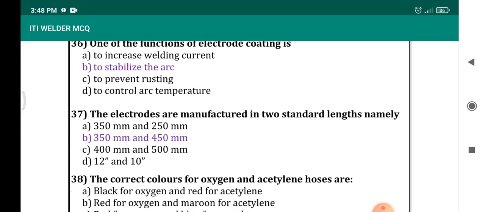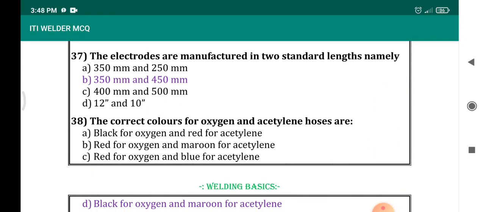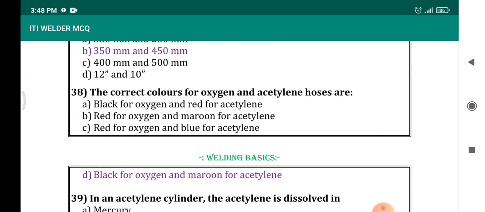The electrodes are manufactured in 2 standard lengths, that is 350 mm and 450 mm. The correct colors for oxygen and acetylene hose: black for oxygen and maroon for acetylene.